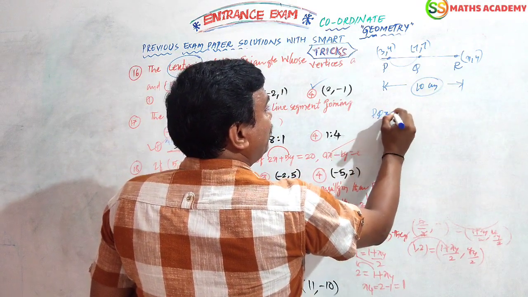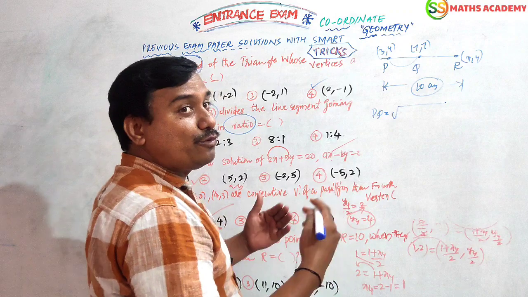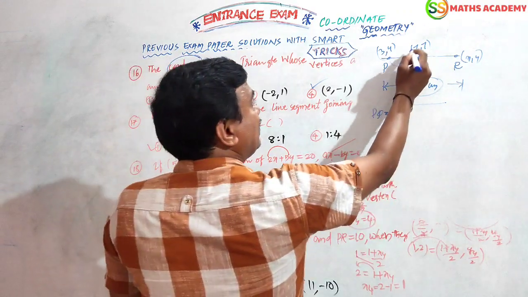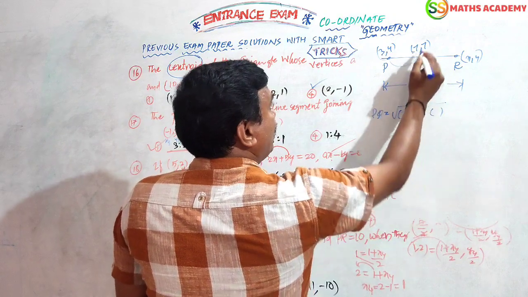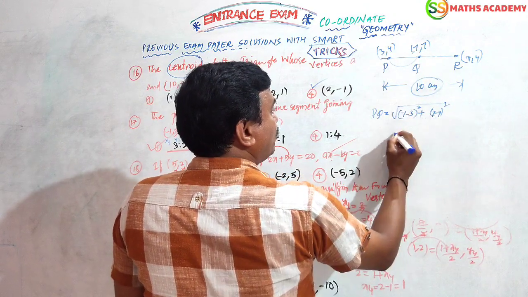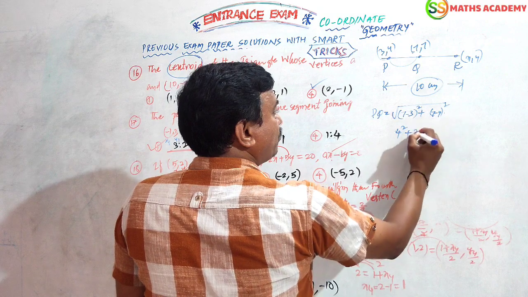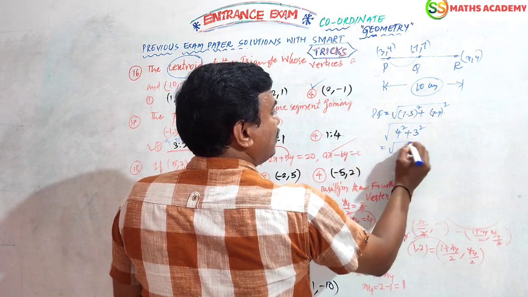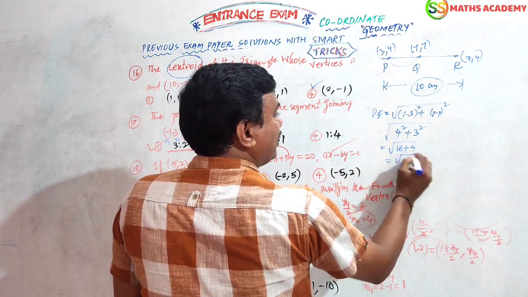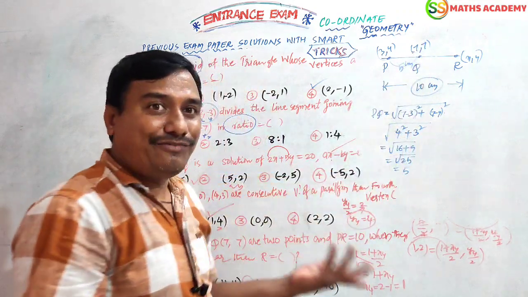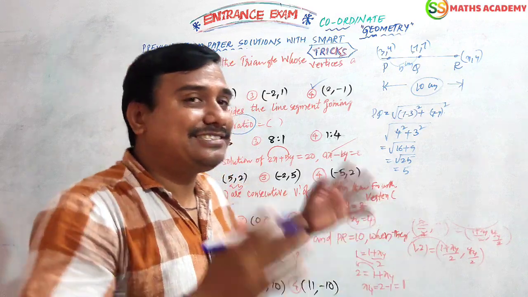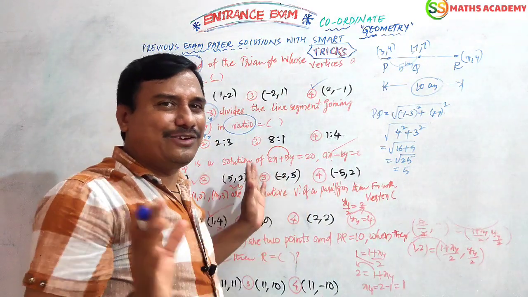Now the PQ distance will be the square root of (x2 minus x1) whole square plus (y2 minus y1) whole square. x2 minus x1, 7 minus 3; y2 minus y1, 7 minus 4. So 7 minus 3 is 4, square; 7 minus 4 is 3, square. That is 16 plus 9, root 25, which is 5. Yes, this length is 5, half of 10. Yes, it is absolutely the midpoint.